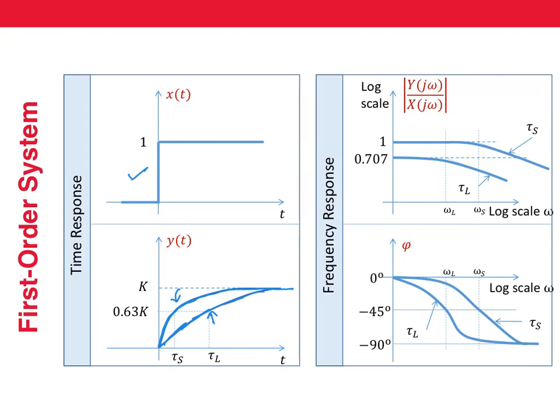In the frequency domain, you can see that for small frequencies, the gain is a constant, and then as you go to higher and higher frequencies, the gain becomes lower and lower, as you would expect, because the system is not able to respond as fast as the input is changing.